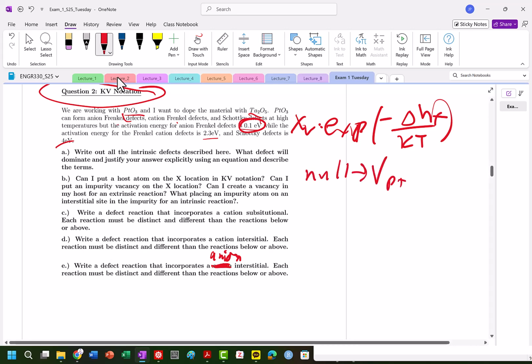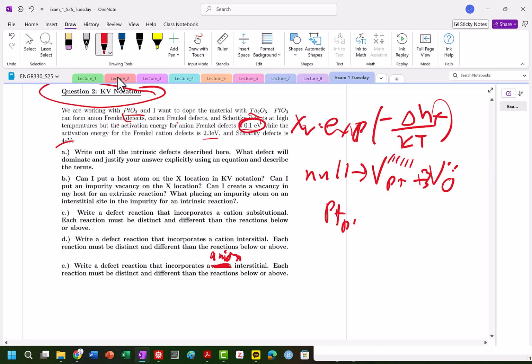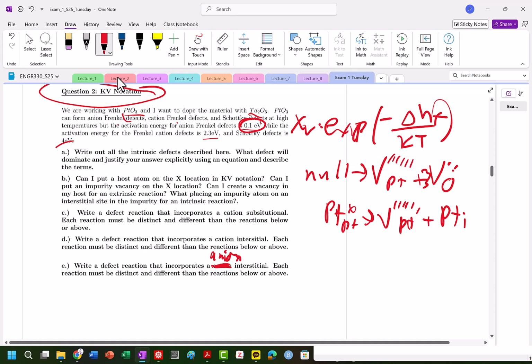So we need to do null goes to a vacancy in Pb. Pb will be plus 6, so that's going to be 1, 2, 3, 4, 5, 6, plus a vacancy in oxygen, which is just 2 positive here, so we need 3. If we do Pb_Pb^x, vacancy in Pb is 1, 2, 3, 4, 5, 6, plus a Pb interstitial, 1, 2, 3, 4, 5, 6.